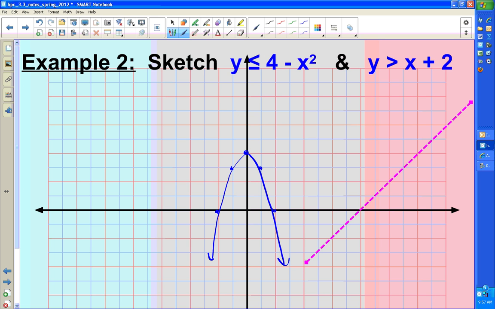When you plug in (0, 0), is it true or false? True. So we plug in (0, 0), and it should look like this.